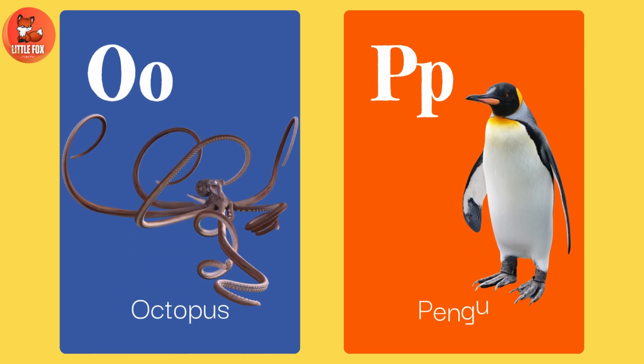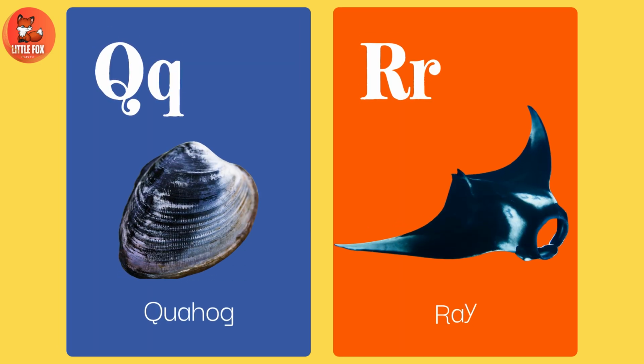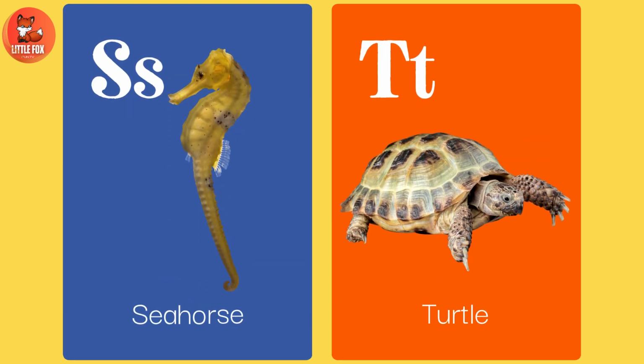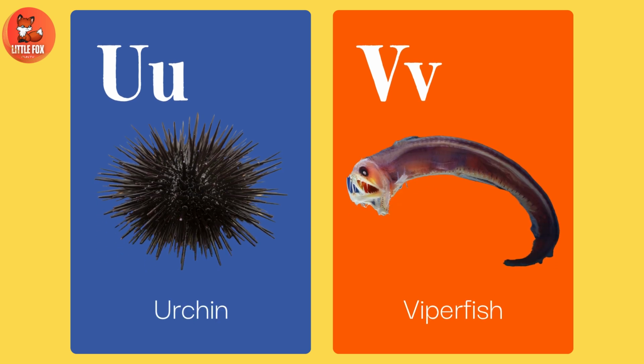O for octopus. P for penguin. Q for quahog. R for ray. S for seahorse. T for turtle. U for urchin.